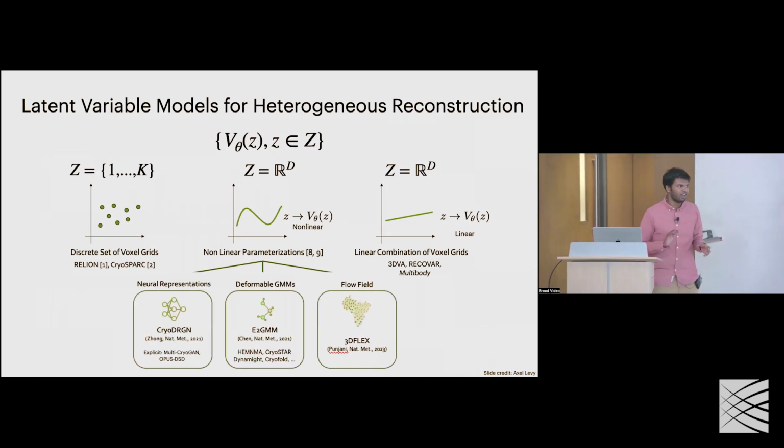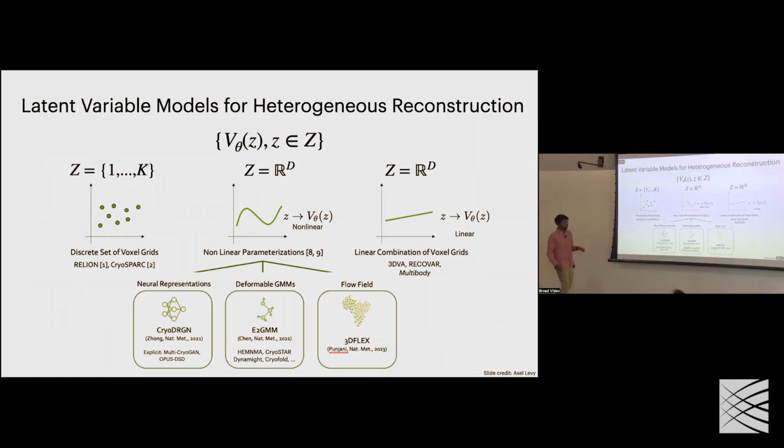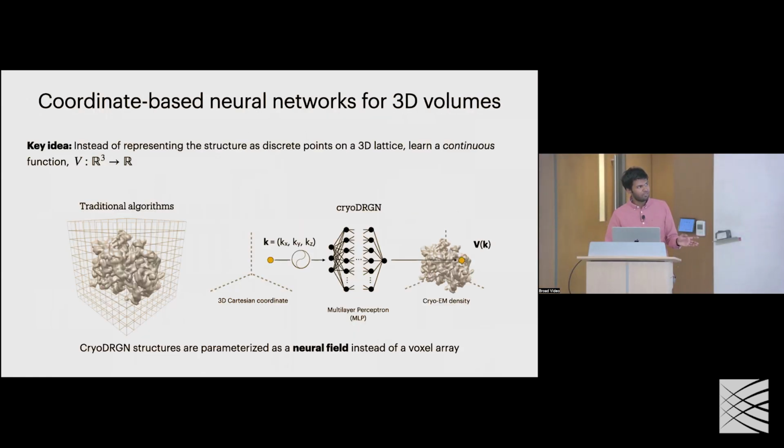And again, within these nonlinear parameterizations, there are many different design choices you can make, just using neural representations, which I'll talk about next. But you can also encode different assumptions. For example, deformable GMMs or flow fields, where you make assumptions that you have a single canonical volume that deforms along some coordinate. So essentially, there are many different design choices we can make. I won't get into all of them, but specifically, I'll talk about the principles underlying cryoDRGN, which is the tool and software package that we work on in our lab.